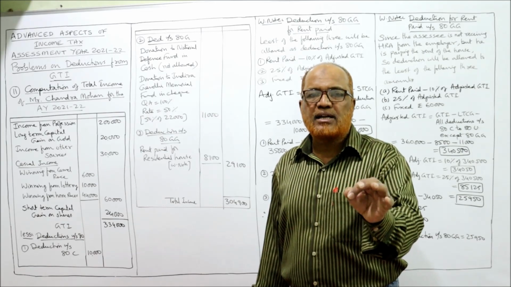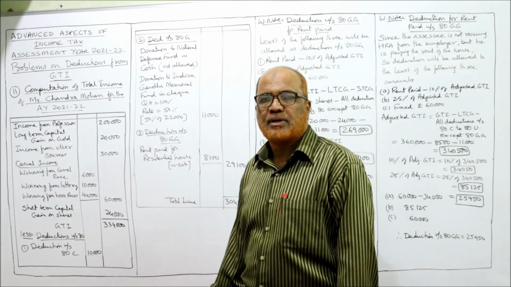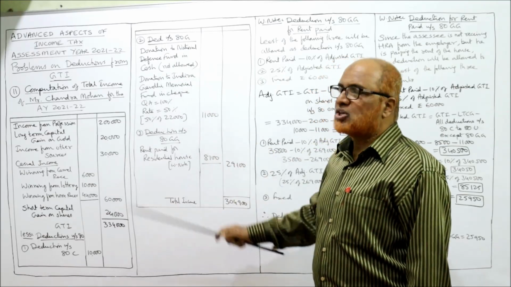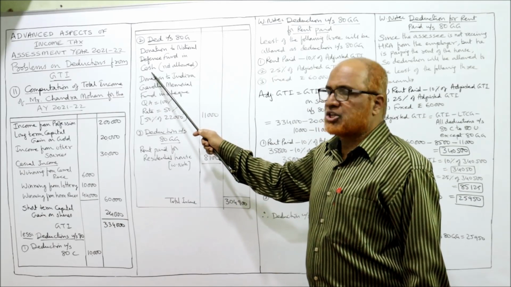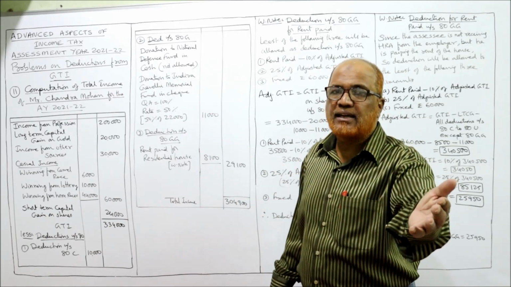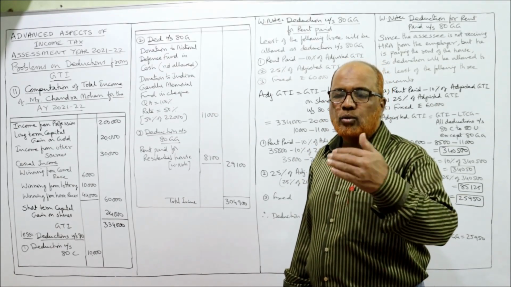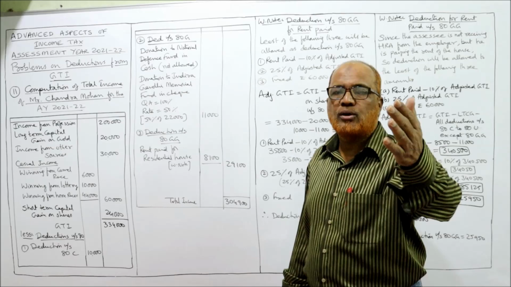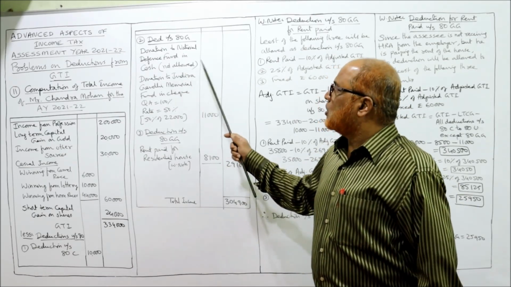Now deductions under section 80. First of all, deduction under section 80C, directly given in the problem, I have taken 10,000. Second one, deduction under section 80G. Donation to National Defence Fund in cash is not allowed. Only if it is given other than cash will it be allowed. If the donation is more than 2,000, it should be given other than cash. So it is not allowed.